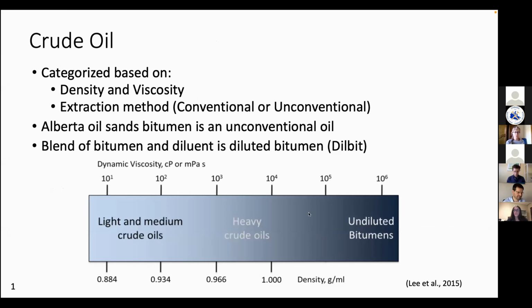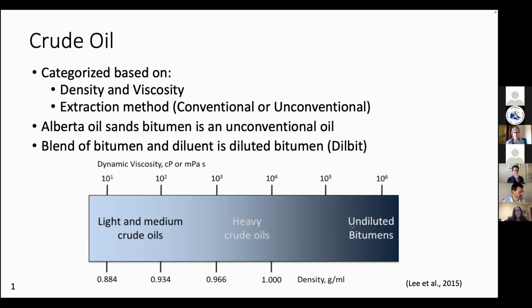To start off, I just wanted to clarify some of the terminology I'm going to be using when I talk about crude oils. Crude oils can be categorized several different ways, one of them being based on density and viscosity. In that way, we have crude oils laid out on a spectrum, going from light crude oils to heavy crude oils, and then all the way up to super dense, super viscous bitumen.